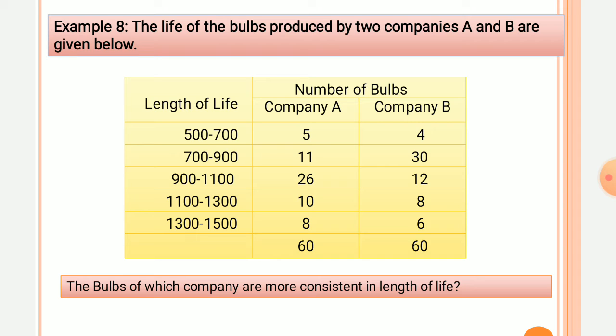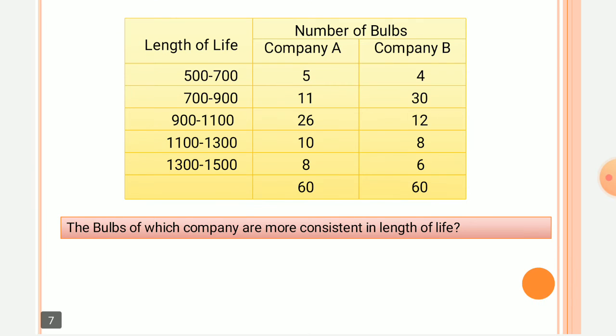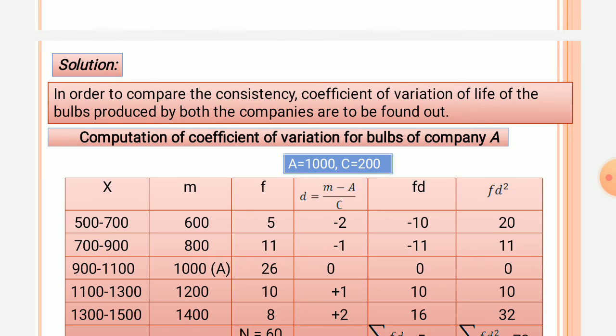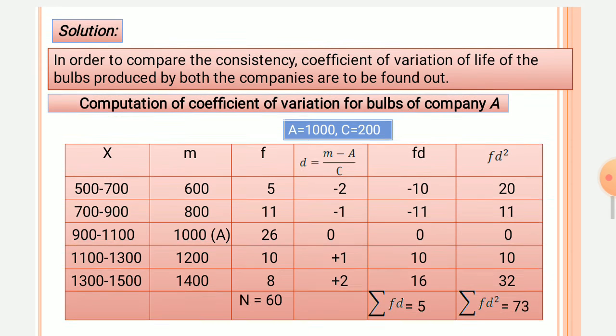Here the class interval, length of life, and number of bulbs for company A and company B are given. So we have to calculate the coefficient of variation CV separately. In order to compare consistency, the coefficient of variation of the life of the bulbs produced by both the companies is to be found out. Now computation of coefficient of variation for bulbs of company A. Separately we have to compute CV of company A and company B.